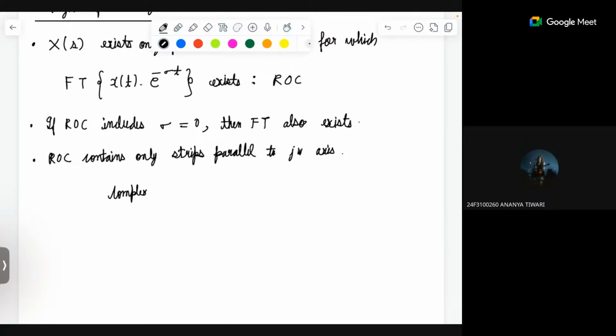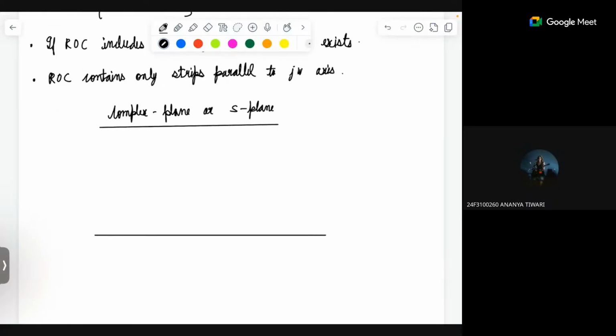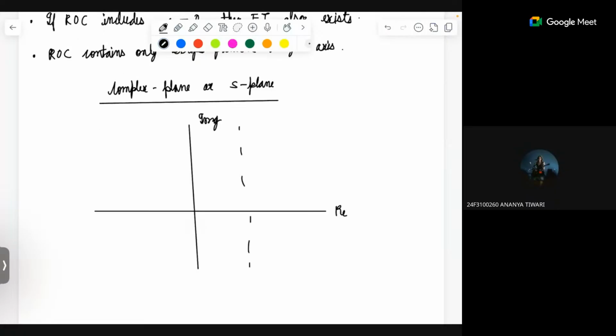So we have something called the complex plane, or you can call it S plane. It has these two axes, real and the imaginary one. Suppose this is sigma equal to 1 line, this is sigma equal to 2 line. So S is sigma plus j omega. So real part of S is equal to sigma and imaginary part is equal to omega.